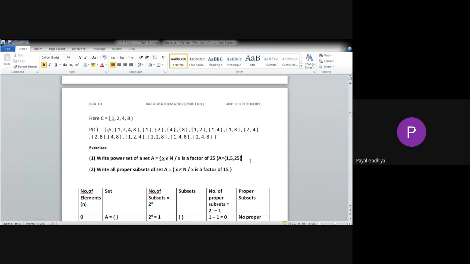Okay, so there will be 8 subsets. The null set, then {1}, {5}, {25}, then {1, 5}, {1, 25}, {5, 25}, and the last one will be {1, 5, 25}, the main set.